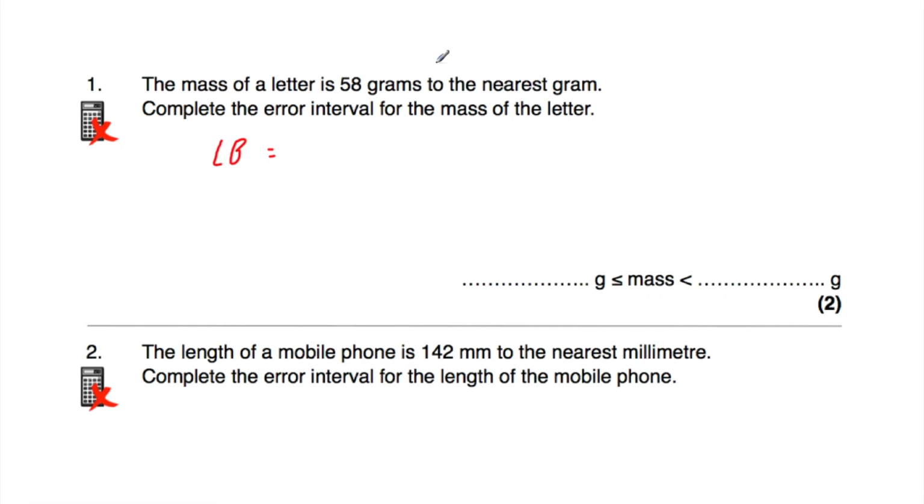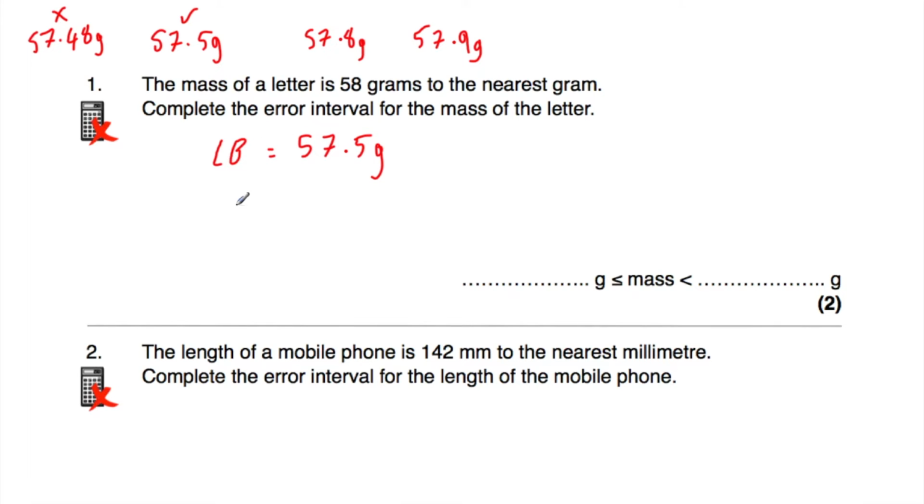So that means that it's been rounded to the nearest gram. So it could have been 57.9 grams. It could have been 57.8 grams because these both would round to 58 grams to the nearest gram. It could even be anything as low as 57.5 grams because that would still round to 58 grams to the nearest gram. But it couldn't be anything below that. For instance, 57.48 grams would round down to 57 grams, not up to 58 grams. So the lower bound is 57.5 grams.